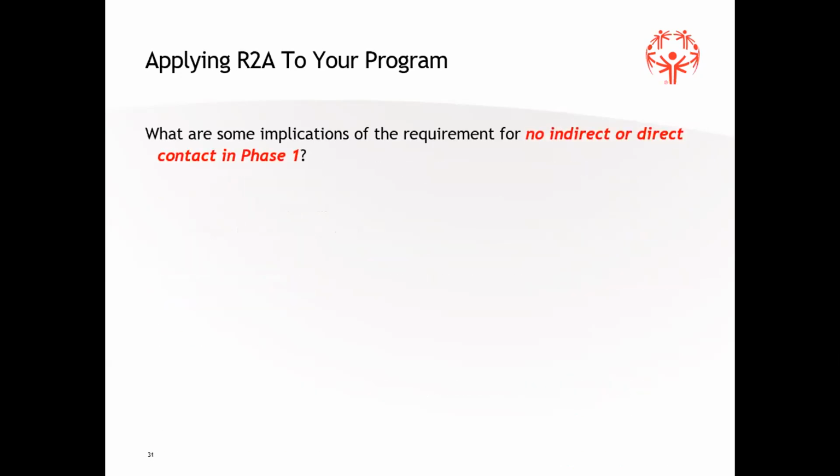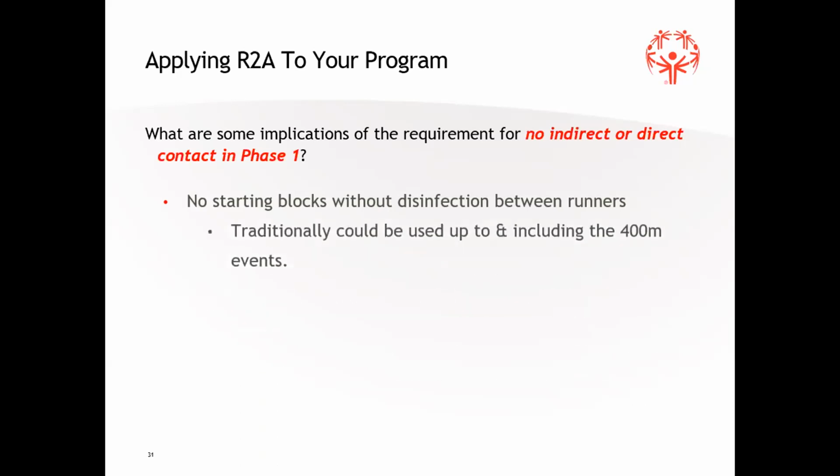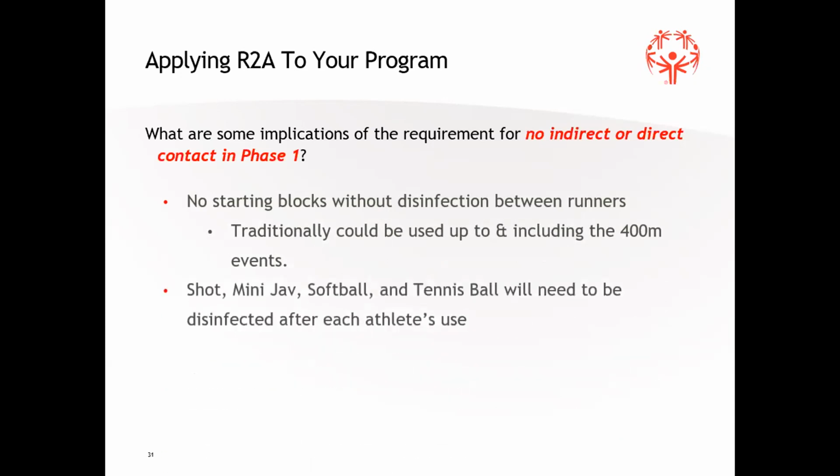All right, moving on here. What are some implications for the requirements of no indirect or direct contact in phase 1? We talked about some of these briefly. I'm not going to repeat them, but obviously if they're using starting blocks, and there are not many of our athletes that use them, they would need to be sanitized between runners. And just as a rule reminder, they could be used up to and including the 400-meter events.